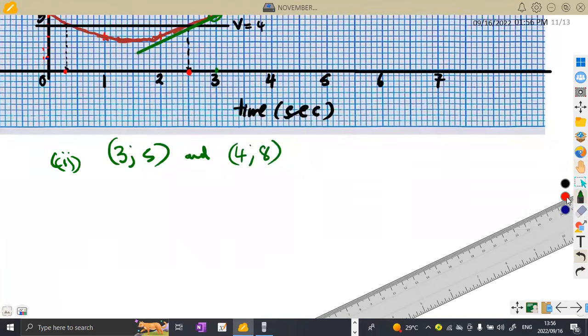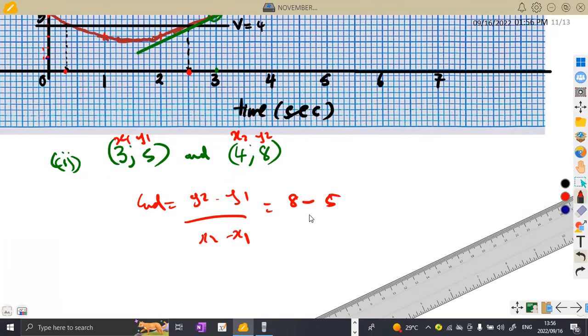So from this part here, remember, it's just gradient. Remember the way that you calculate your gradient, guys. Increase in y over increase in x, which is y2 minus y1 over x2 minus x1. So y2 is 8 minus y1, which is 5, over x2, which is 4 minus 3. So 8 minus 5, that is 3, over 1, which is going to give us 3.